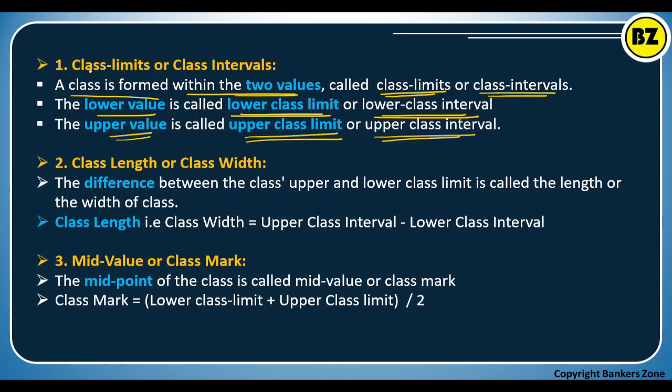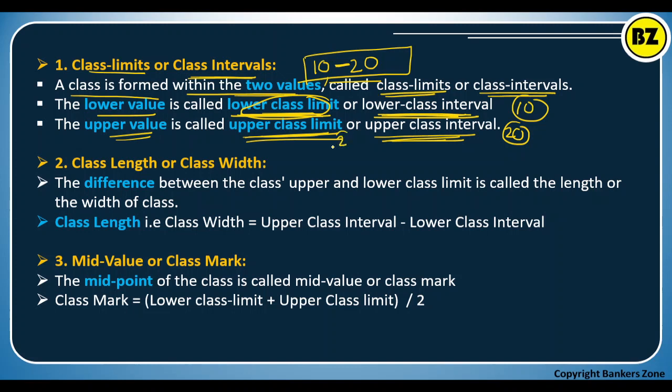What do you mean by class limit or the class interval? Simply see, if this is the value 10 to 20, okay, so this is the class limit or class interval of 10 to 20. Now lower value 10 will be called lower class limit or lower class interval. Upper value 20 will be called upper class limit or the upper class interval. Okay, very easy. What is class limit? 10 to 20. Lower value 10, lower class interval. Upper value 20, upper class limit or the interval.